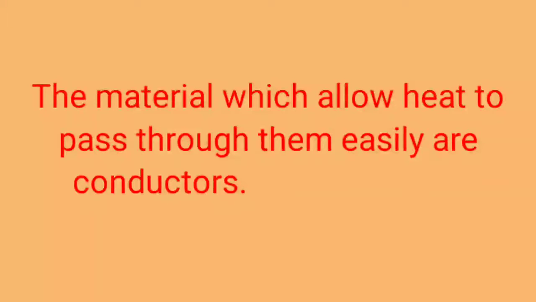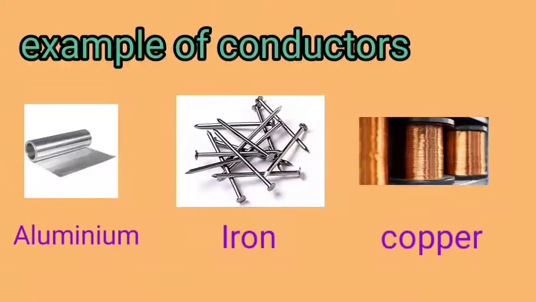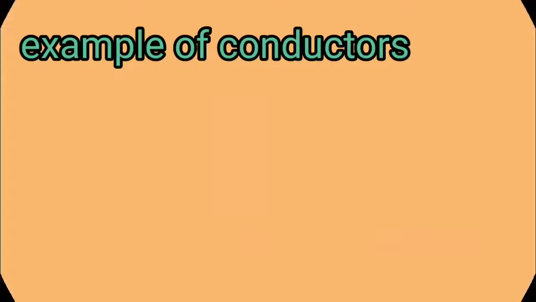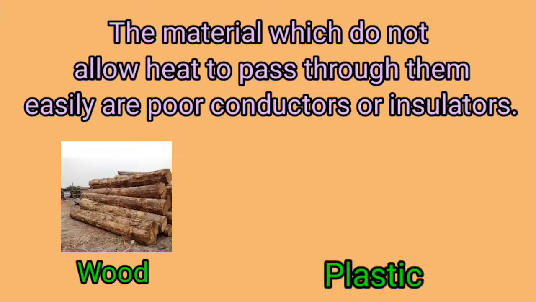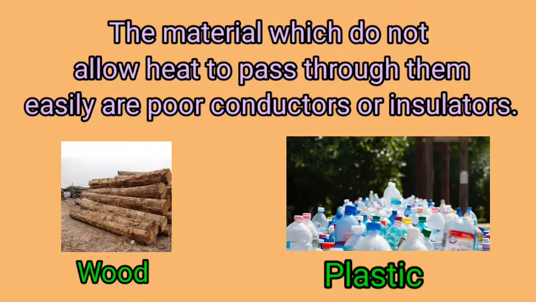The materials which allow heat to pass through them easily are called conductors. Examples of conductors: aluminium, iron, copper. The materials which do not allow heat to pass through them easily are poor conductors or insulators.